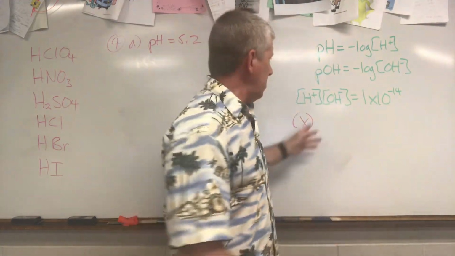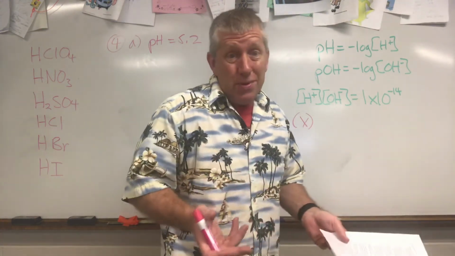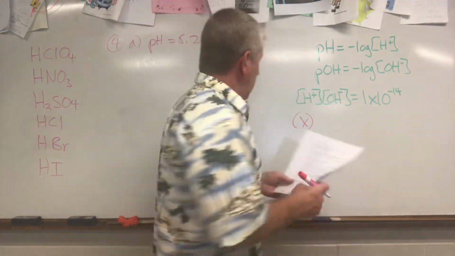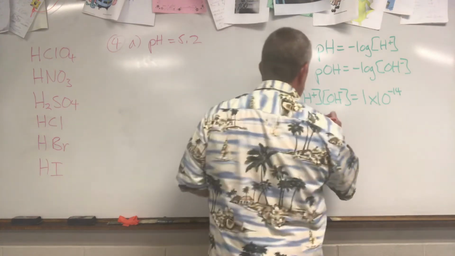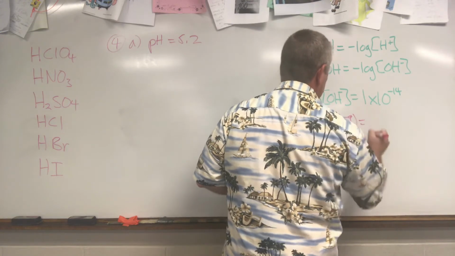Don't do that. This is the easier way. Just do it this way. If you're given the concentration of one and you want to find the concentration of the other, use the Kw relationship. All right, put that in. 3.7 times 10 to the negative 9th.